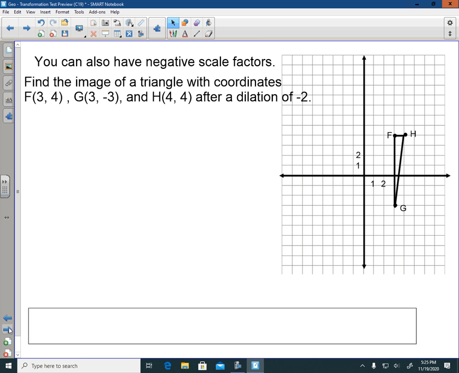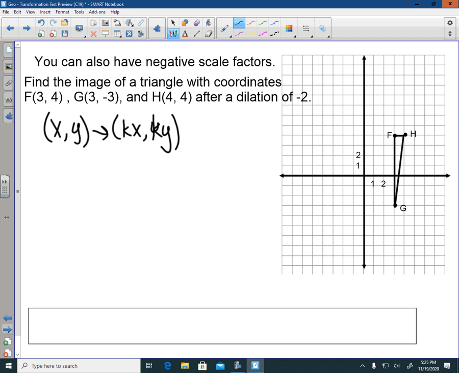Okay. By the way, you can also have negative scale factors, and they do something interesting. You follow the same rule. You take each point, and you multiply each piece by the scale factor. So this time we have -2, which is our scale factor.